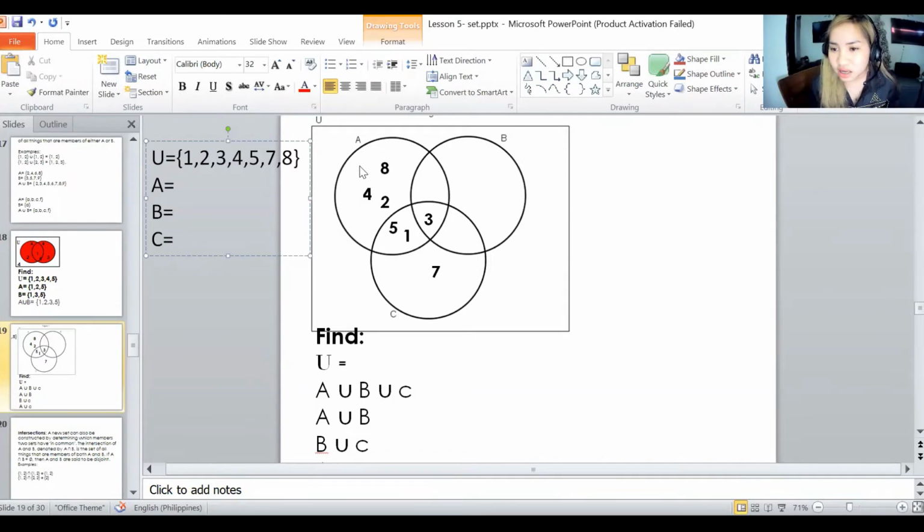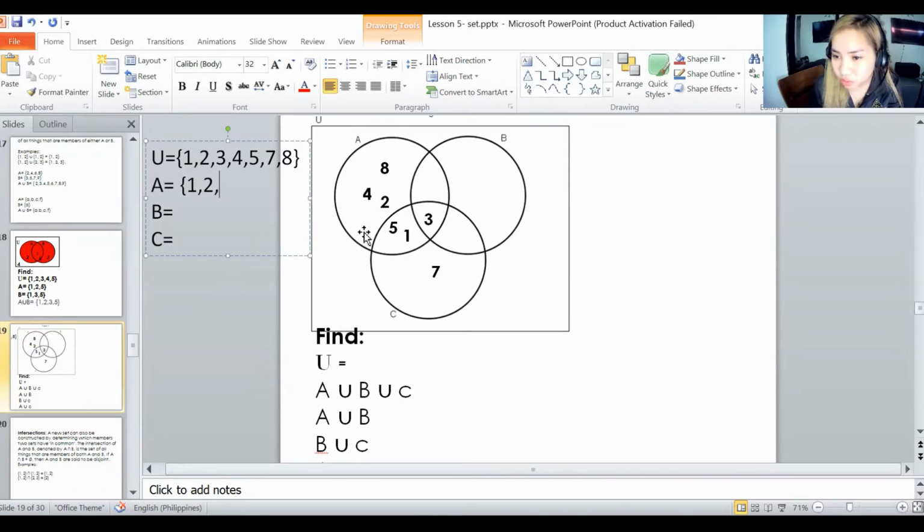Sa set A, titingin tayo sa loob ng circle ni set A. Huwag niyo munang pansinin yung B tsaka yung C. Dito tayo tumingin sa loob ng circle na to. Elements ni set A yan. So, sa loob ng circle na yan, meron po bang 1? As you can see, may 1 tayo. Sa loob ng circle na to, yung isa lang. Meron pang 2. Ayan, meron po tayong 2.